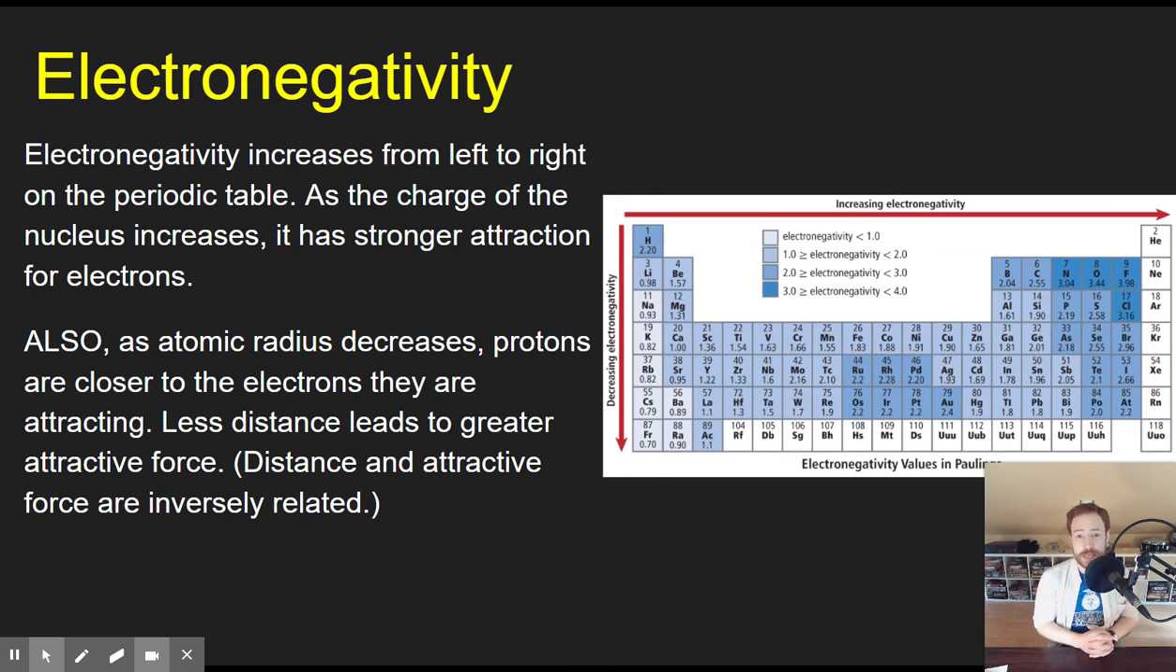So those are the two main takeaways that you should have gotten from this: what the trend is in atomic radius and how that's explained by Coulomb's law, and what the trend is in electronegativity and how that's explained by Coulomb's law.